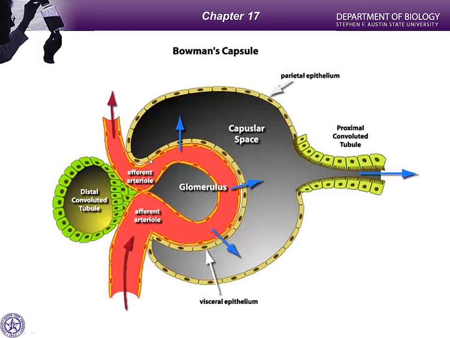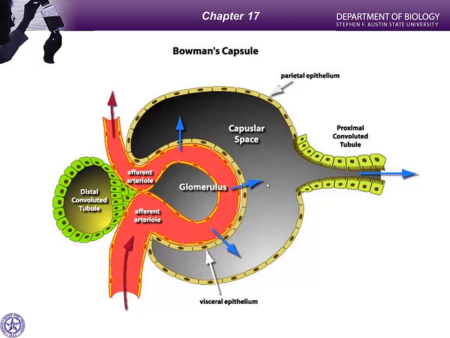We can see the flattened type 2 capillary cells that are present inside our glomerulus here. They're illustrated in that brighter yellow color. And we'll look at those a little more as we look at some electron microscopic pictures. So that's the first filter.